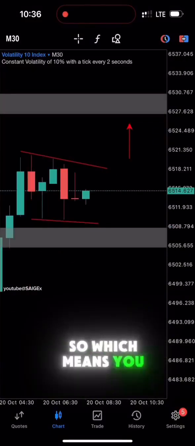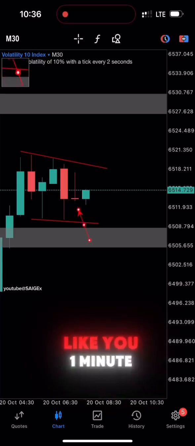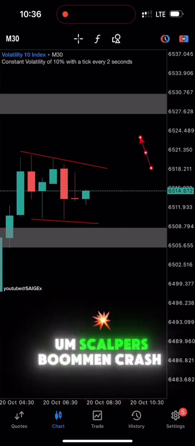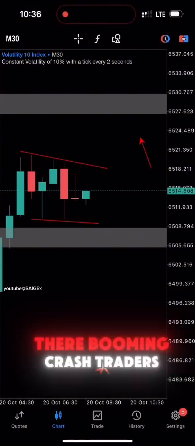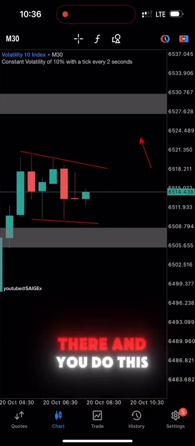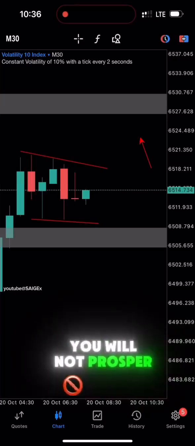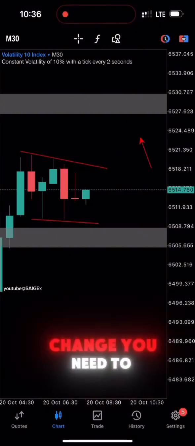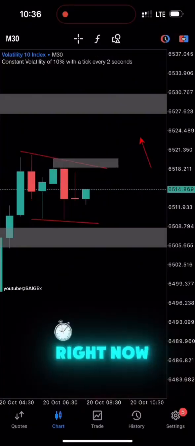So which means you will not keep checking the trade after every 1 minute, like you 1 minute scalpers, the boom and crash traders. I know you are there. And you do this a lot, but don't worry, you will not prosper if you keep doing this. So you need to change. You need to trade like this. All right, you need to follow what I'm telling you right now.